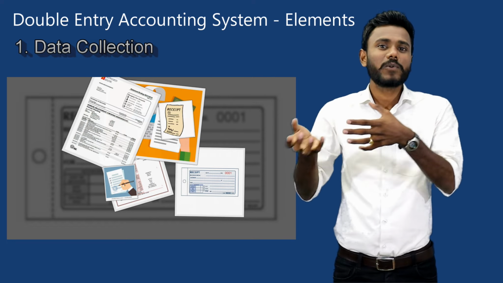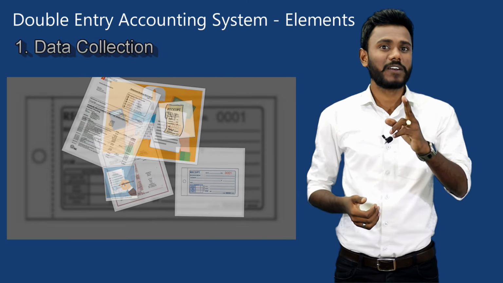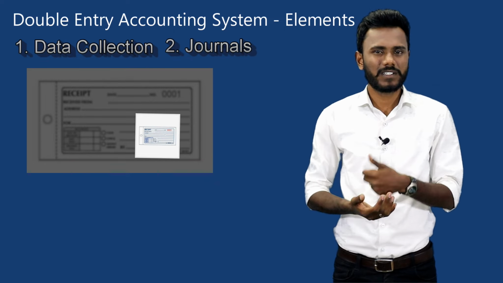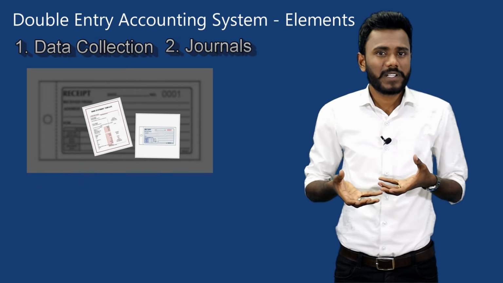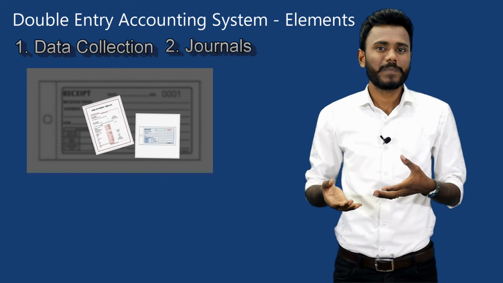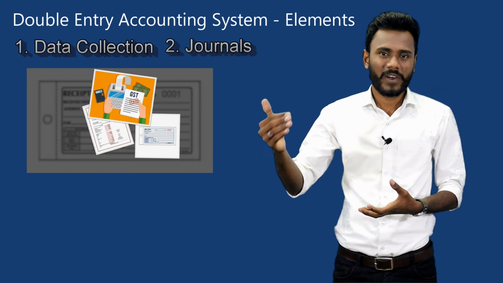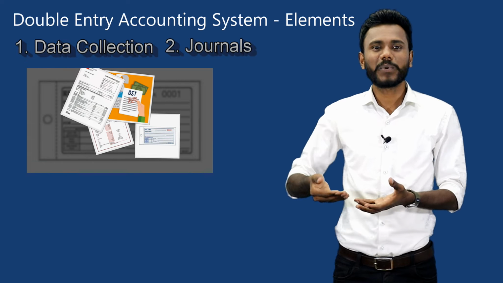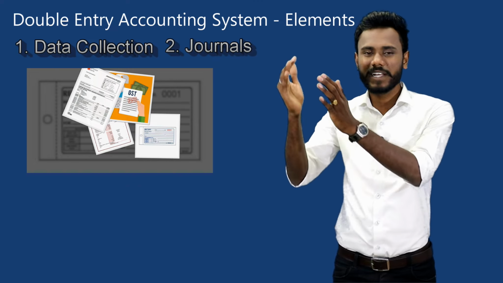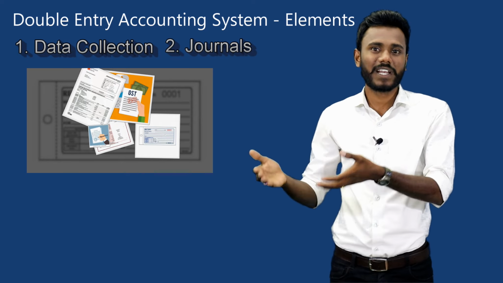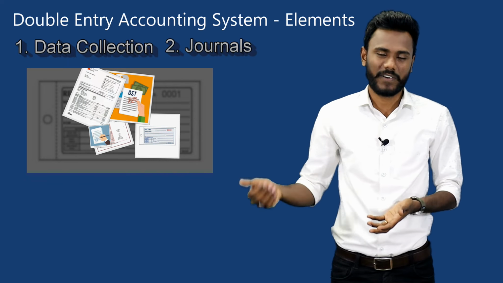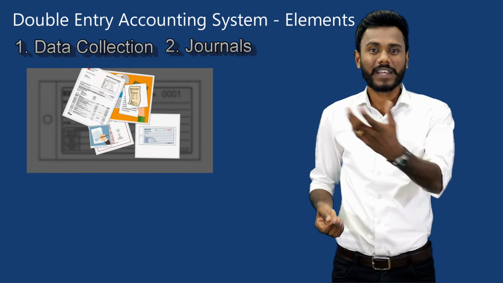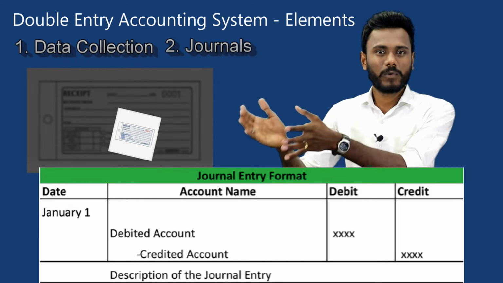So first we need to collect the business information, and the second one is journals. What is journal? See, how are we collecting business information? We are collecting business information in the form of invoices or sentences. As a human being, we know very well how to read it. So simply by reading those invoices or sentences, we can understand what is happening in those activities. But a double entry accounting system is not a human being to come and read or view the invoices. Yes or no?